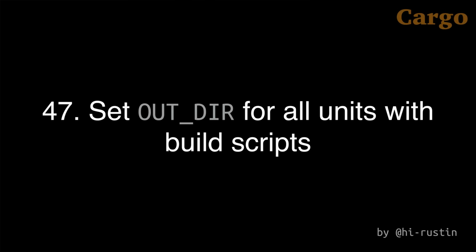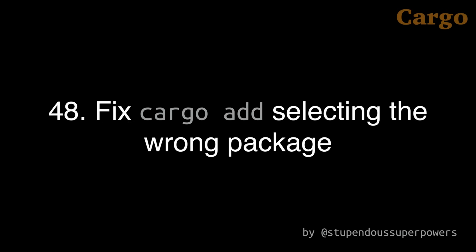Number 47. The OUT_DIR environment variable was not being set in a few corner cases. Now it is always set for units with build scripts like it is supposed to be. Number 48. Cargo add would occasionally select the wrong package to add if you specified a package with a specific feature and the package was stored in a Git repository with another package that had a feature with the same name. This has been fixed.